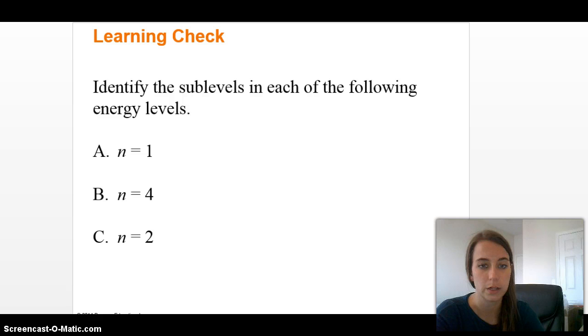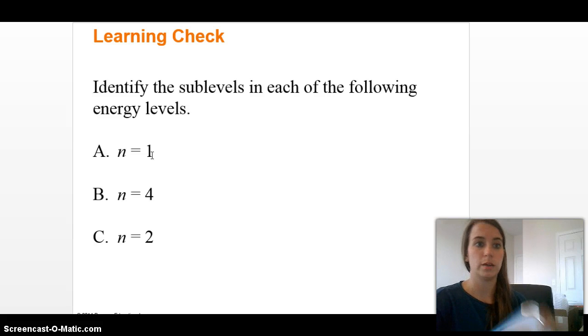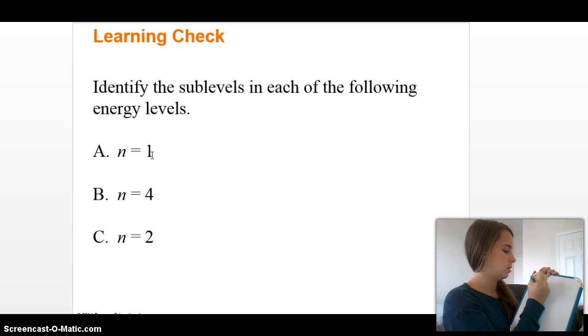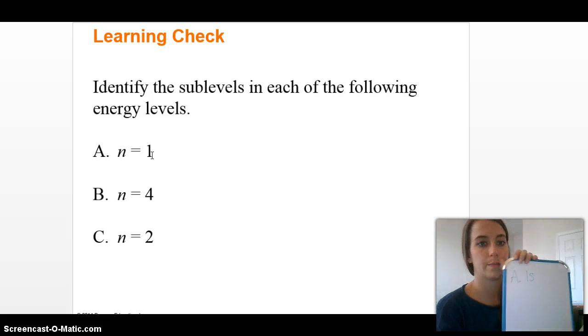Okay, so a quick learning check. Identify the sublevels in each of the following energy levels. So if you're in n equals 1, what sublevel do you have? Well, you've only got 1. You've got S. And what do we call it? We call it 1S. So for A, you've got 1S.